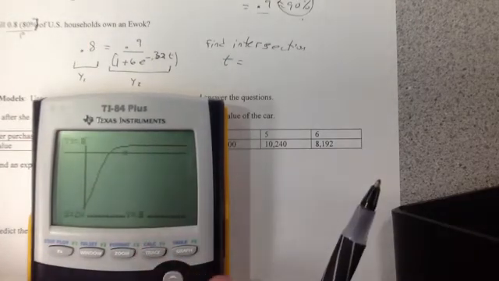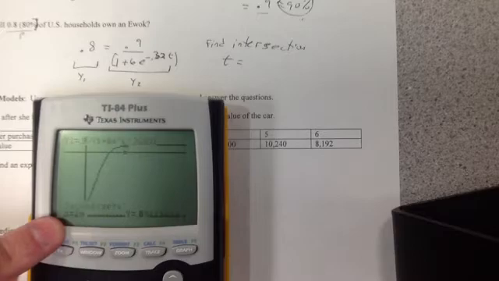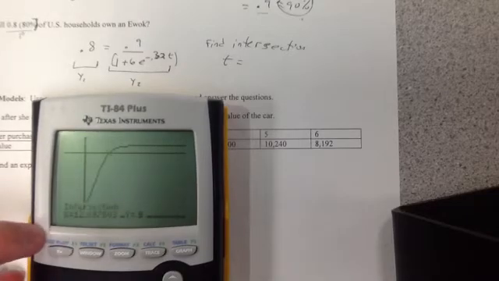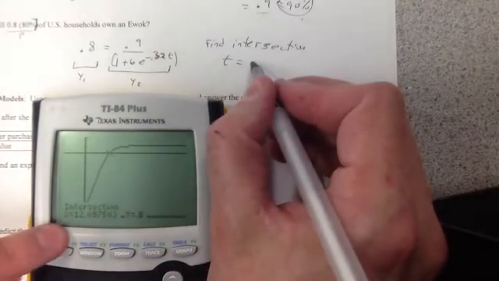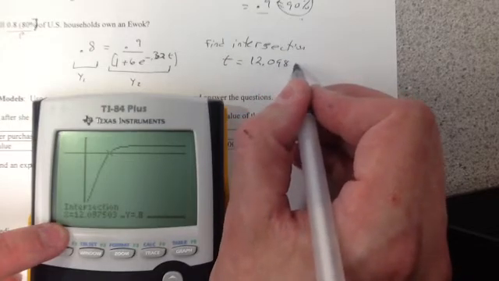Second calc, go to 5, intersect, enter. Just type in first curve, enter. Second, enter. Scroll to where you think they meet, enter. Looks like they meet right here. I hit enter, and we get t equals roughly 12.098. What's that going to be?